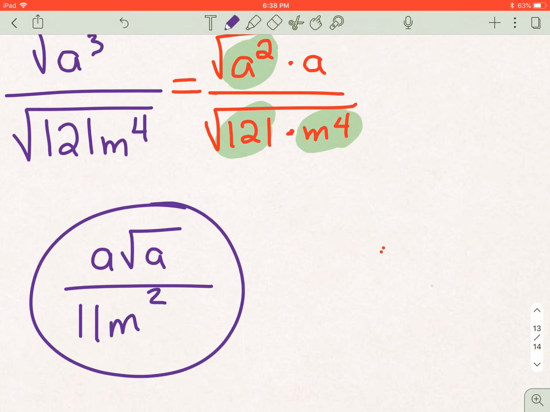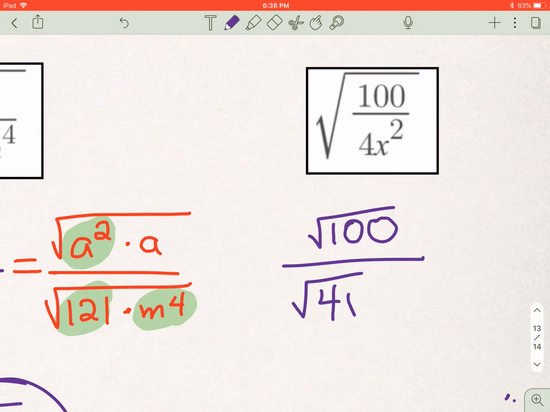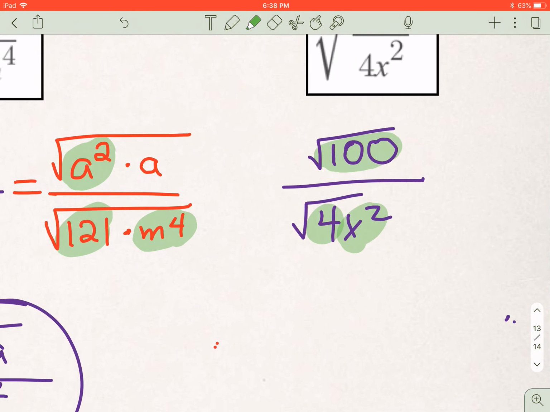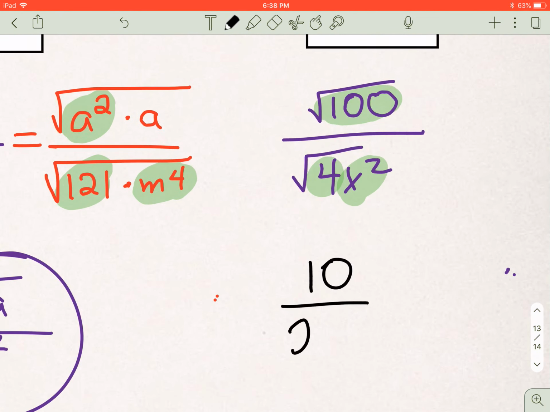Okay, and last example right here, same as the square root of 100 over the square root of 4x squared. I can take the square root of 100, I can take the square root of 4, and I can take the square root of x squared. The square root of 100 would be 10, the square root of 4 would be 2, and the square root of x squared would be x.